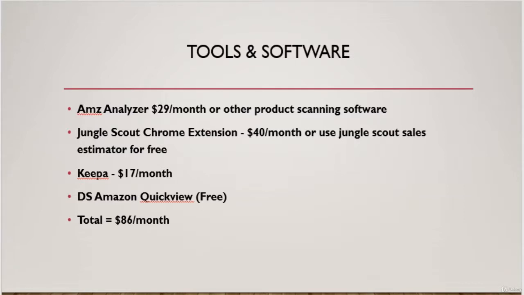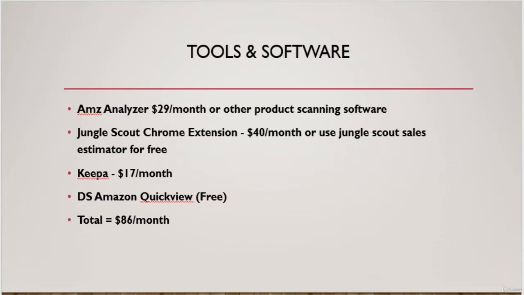However, there are similar softwares that may be cheaper. Second is Jungle Scout Chrome extension, or you can simply use Jungle Scout Sales Estimator for free online. Jungle Scout Chrome extension is $40 a month, I believe, but you can just use the free online estimator if you don't want to spend the money. They help you estimate the monthly sales on a product so you can figure out how much a product is actually selling. Next is Keepa.